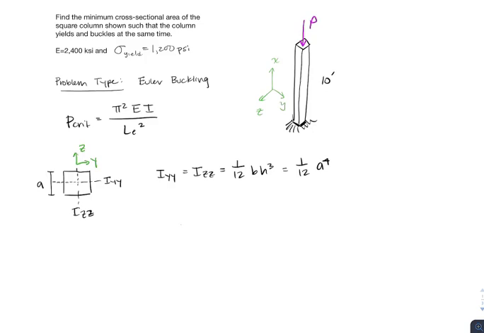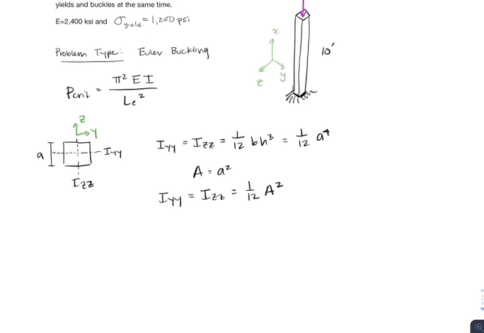Another thing that we want to know, since we're looking to find the cross-sectional area of our column rather than just one dimension, is that the area of our column is going to be equal to A squared. So that means you can rewrite IYY, which is the same thing as IZZ, as 1/12 big A squared, which is the area squared. So that's going to be that equation, and that's what we're going to solve for in the end. And so next thing is to just find our effective length.